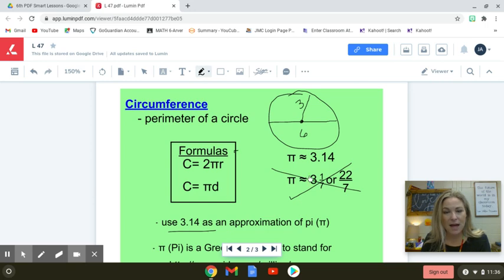Because ultimately they're both the same thing. I have crossed this out because never in my life have I ever used a fraction to represent pi. It's extra information you don't need to overwhelm your brain with right now. So cross that off. In my math class, you will always use 3.14.